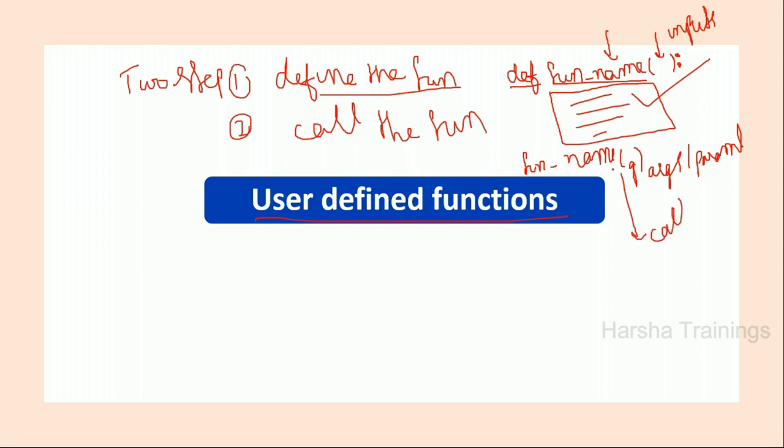Whenever I call this function, I will go here and execute all the statements. After executing all the statements, I will go to the next statement after the function call. This will happen in programming. Is it okay? Has everyone understood the logic till now, whatever I have discussed? Can you please respond?